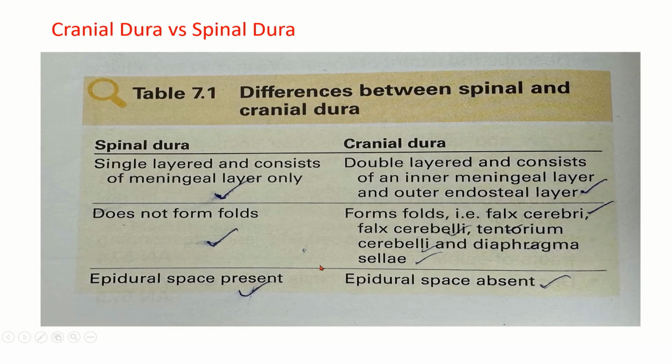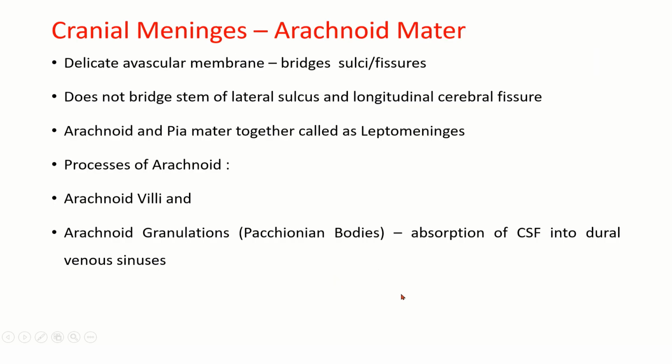So now what is the difference between the spinal dura and cranial dura? If you see the spinal dura, it is single layered and consists of the meningeal layer only. And if you see cranial dura, it's double layered and consists of an inner meningeal layer and an outer endosteal layer. Spinal dura does not form folds, whereas cranial dura forms folds, that is falx cerebri, falx cerebelli, tentorium cerebelli, and diaphragma sellae. Epidural space is present in the spinal dura, epidural space is absent in the cranial dura.